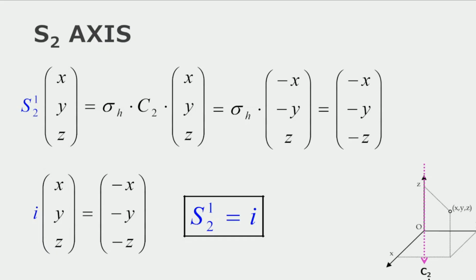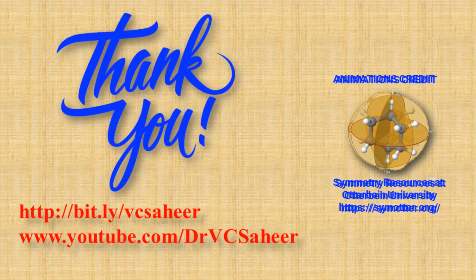So the improper axis of order 2 is usually referred to by its name, center of inversion. The second operation associated with S2 is S2 squared. So this S2 squared is sigma h square into C2 square. Both are identity, so that leads to identity operation. Therefore S2 to the power 1 is inversion operation and S2 square, the second operation, is identity operation.